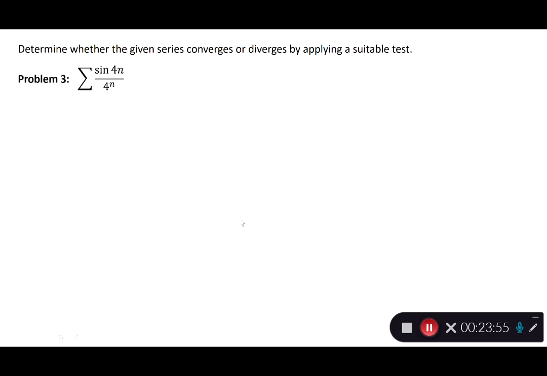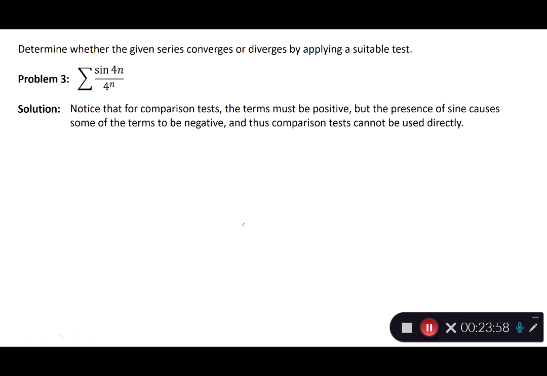But check this out. Notice that for comparison test, the terms must be positive, but the presence of sine causes some of the terms to be negative, and thus comparison test cannot be used directly. Ooh, what's up with that? Directly. Here is the idea. What if we consider sigma absolute value of a sub n? Look at how clever this is. We are going to look at sigma absolute value of a sub n.